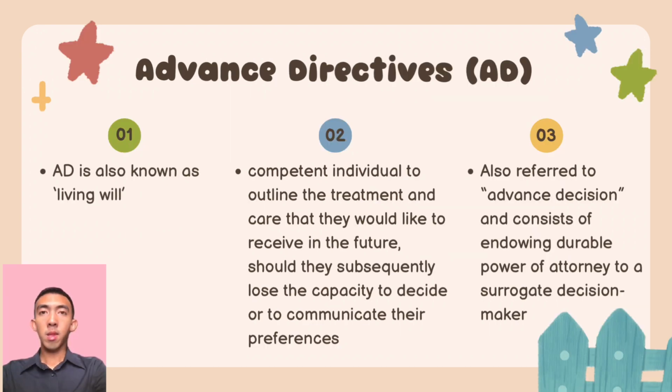Last but not least, I will talk about Advance Directive (AD). AD is also known as a Living Will. The use of AD is to enable a competent individual to outline the treatment and care that they would like to receive in the future, should they subsequently lose the capacity to decide or to communicate their preference. AD, or Advance Directive, also refers to advance decision and consists of endowing durable power of attorney to a surrogate decision maker.